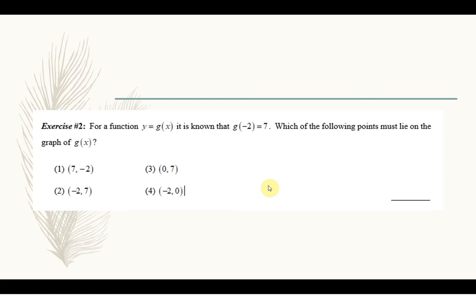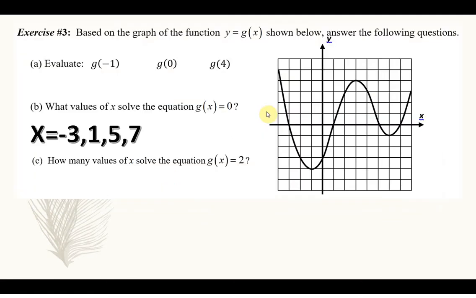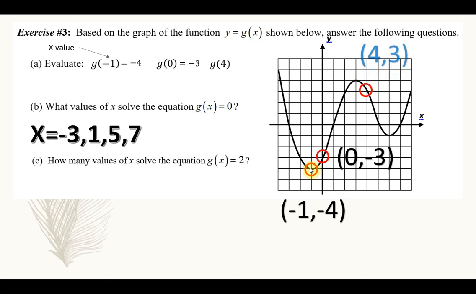For a function, it's known that g of negative 2 is 7. Which of the following points must lie on the graph? This is not hard. X, y, people. Negative 2, 7. That's the x, that's the y, so the point would be negative 2, 7. You just have to get used to notation. Graphically, all you have to do is look at it. If they ask for g of negative 1, that's your x value. So you find negative 1, and you go to the y value, and that would be negative 4. G of 0, that means x is 0, so the y is negative 3. G of 4, x is 4, that means the y is positive 3.